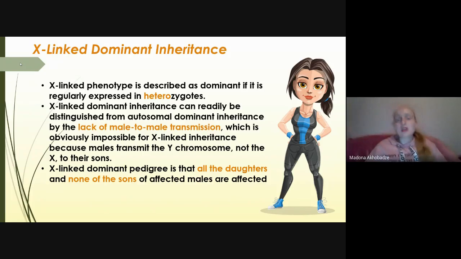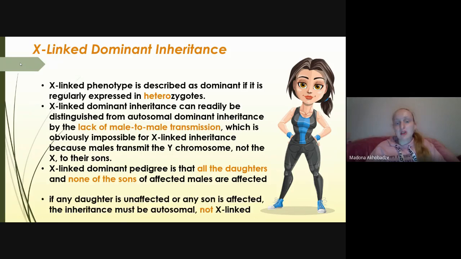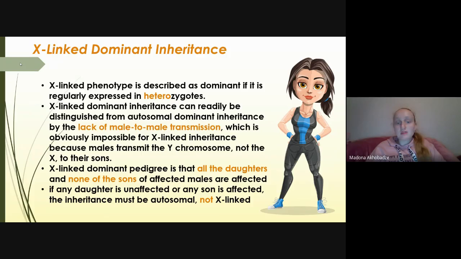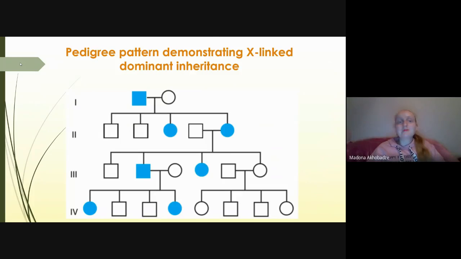In an X-linked dominant pedigree, all the daughters and none of the sons of affected males are affected. That's the rule for X-linked dominant inheritance. If any daughter is unaffected or any son is affected, the inheritance must be autosomal and it cannot be X-linked dominant. So let's see the X-linked dominant inheritance.